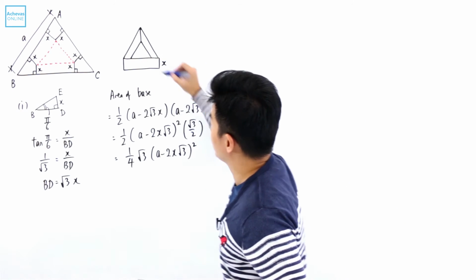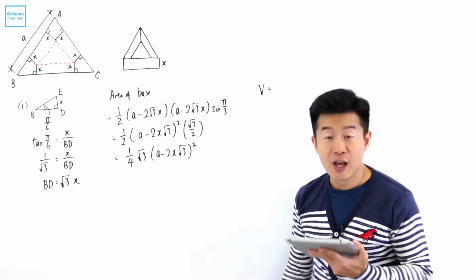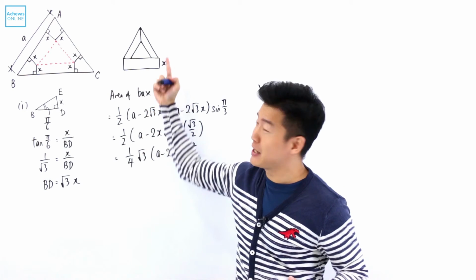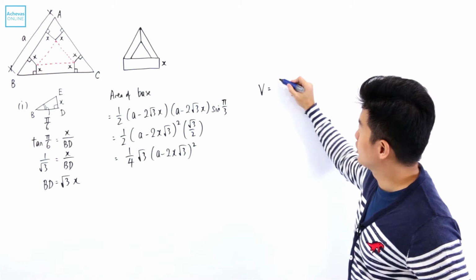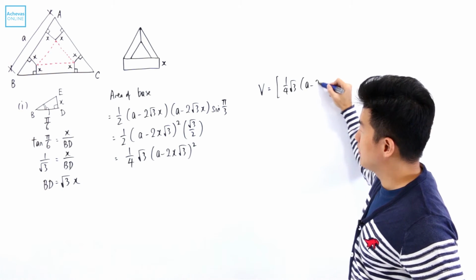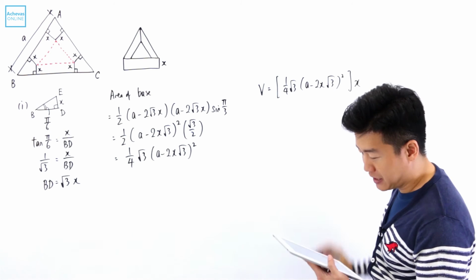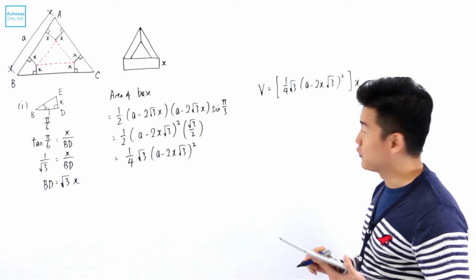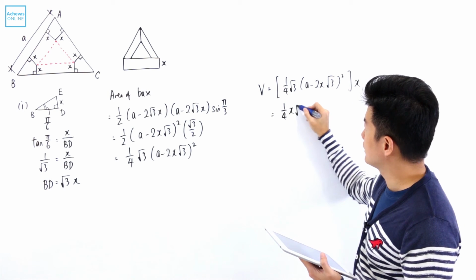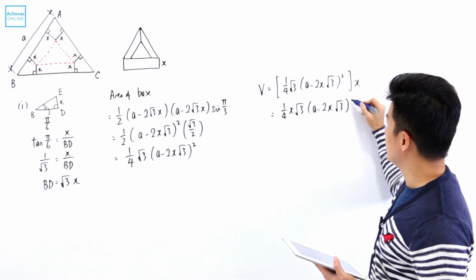So the volume of this prism, which is given to us with the notation V, is just the area of this triangular base multiplied by height, x. So it is going to be equal to 1/4 square root of 3 times (a minus 2x square root of 3) squared, and this multiplied by x. And in fact, we have already gotten what the question wants us to prove. This is 1/4 x square root of 3 times (a minus 2x square root of 3) squared.